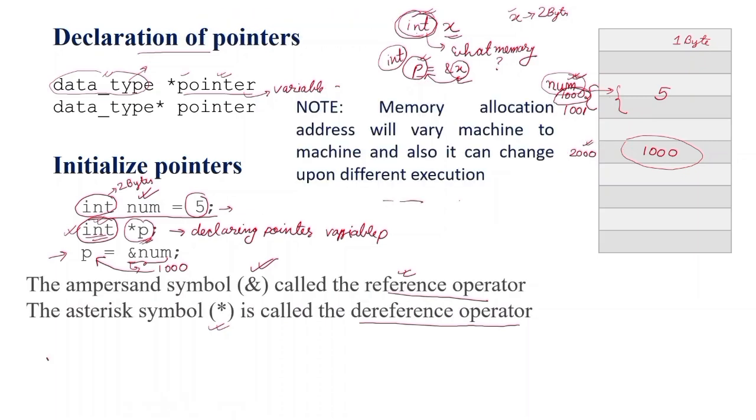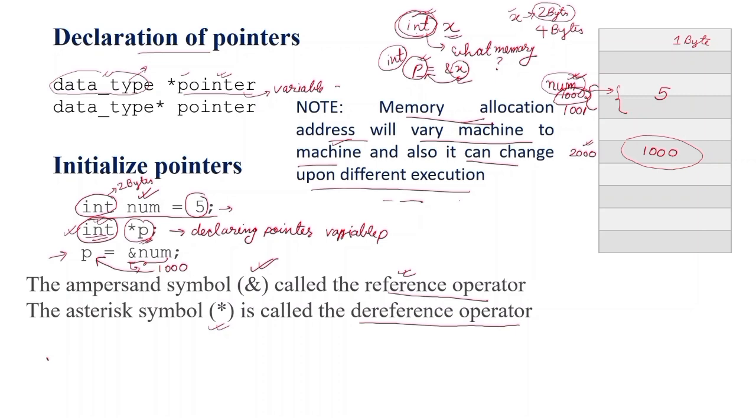Next we can see this very important point, that memory allocation addresses will vary from machine to machine. Because when you run on different processors, some processors give an integer 2 bytes of space, some give 4 bytes of space. So it depends on the machine, and it can also change upon different executions.